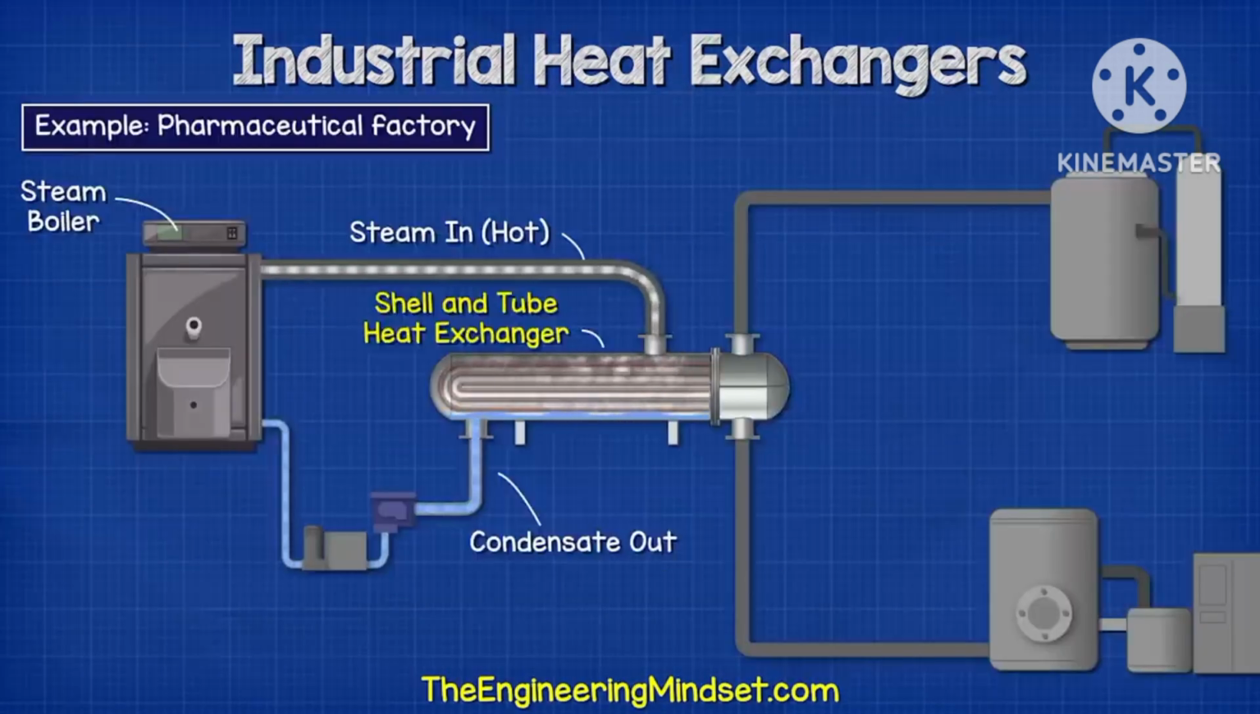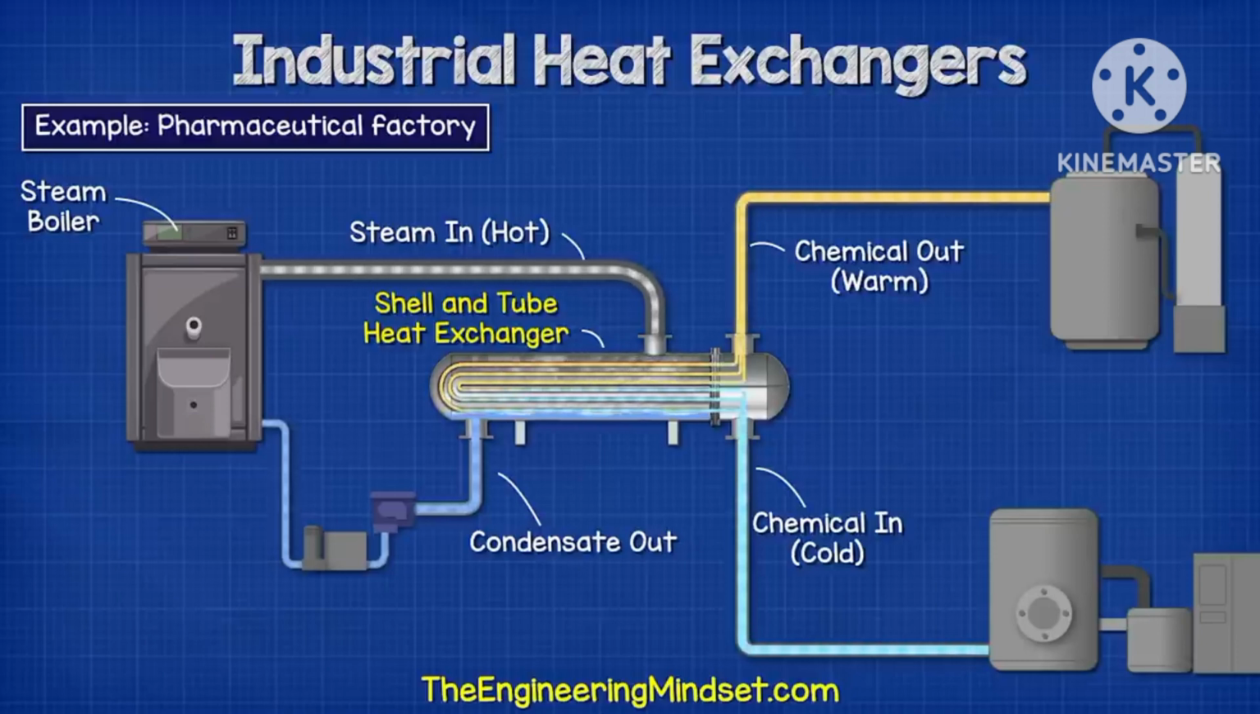For example, we might find this in a pharmaceutical factory, with a boiler providing steam into the shell, which surrounds the tubes. A chemical product is then pumped through the tubes, and this absorbs the heat of the steam through the tube wall. So this product is going to exit the heat exchanger much warmer. Meanwhile, the steam will start to condense into a liquid and flow back to the boiler to pick up more heat and repeat the cycle.